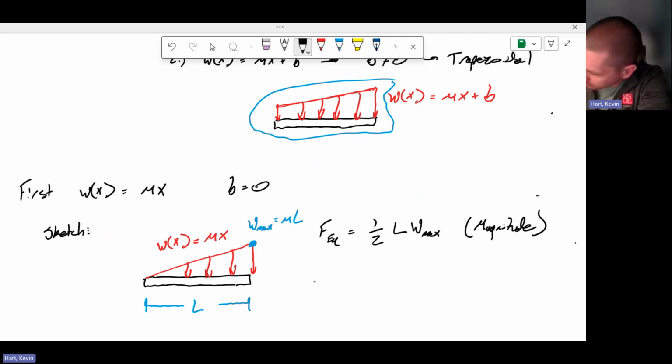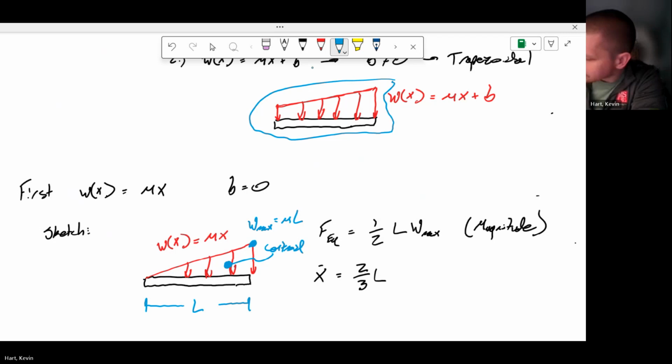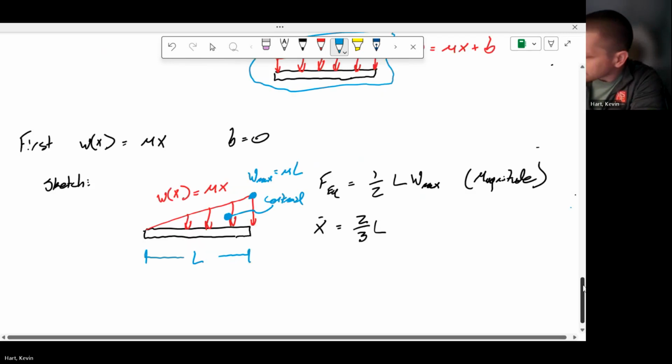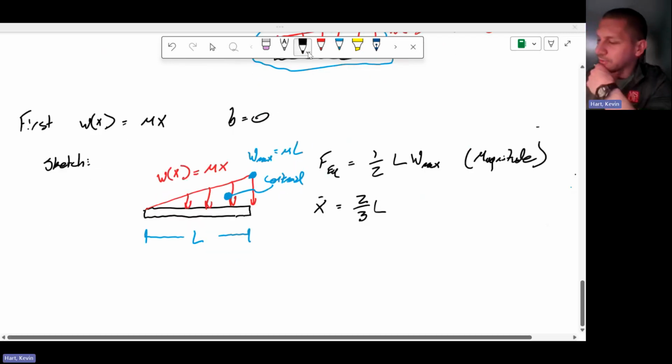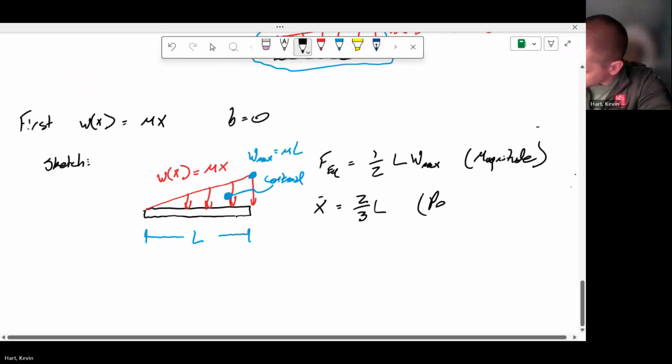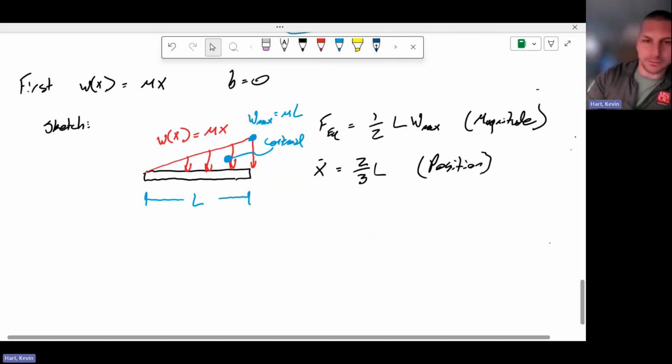And we can also look at position. X bar here is our position, our centroidal location. For a triangle, the centroidal position is 1/3 of the way from the larger side. So in this case, it's actually going to be 2/3 L. So 1/3 of the way from the larger side, that's going to be maybe about here. And that's true and standard for triangles generally. Okay, so here's my position. Let's look at an example with some numbers.